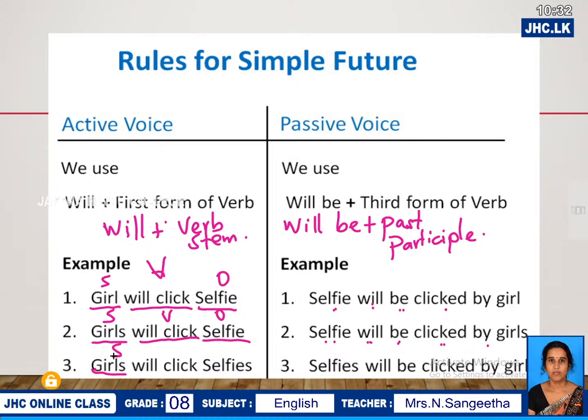Subject, who? Girls. What will they do? Will click. What will they click? Selfies, object. Bring the object to the beginning. Selfies. There's nothing to worry about whether it is singular or plural. We can use will whether the subject is singular or plural.